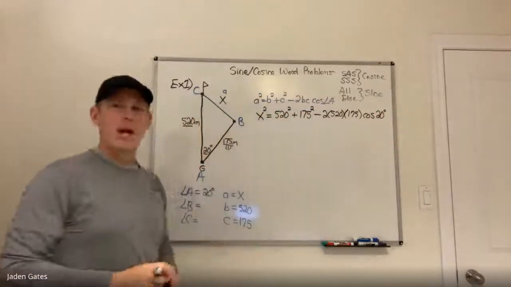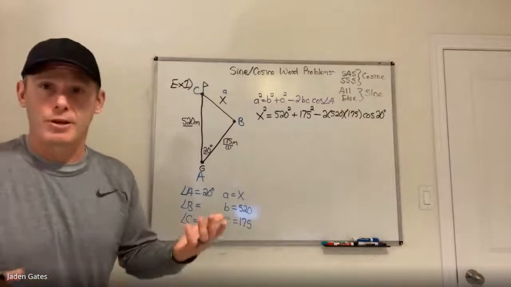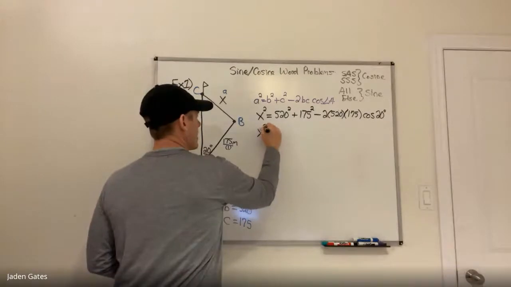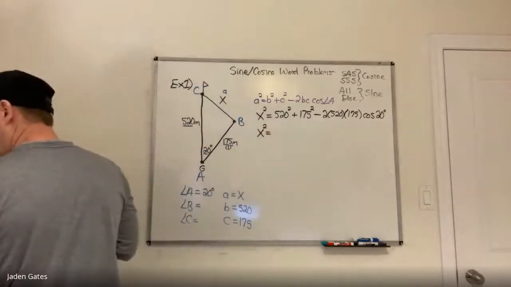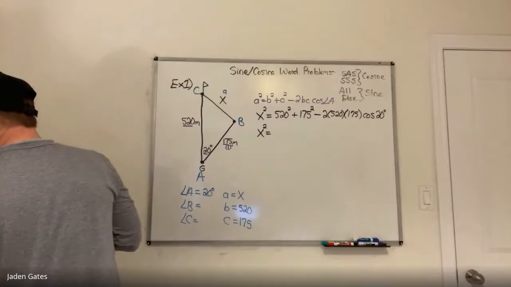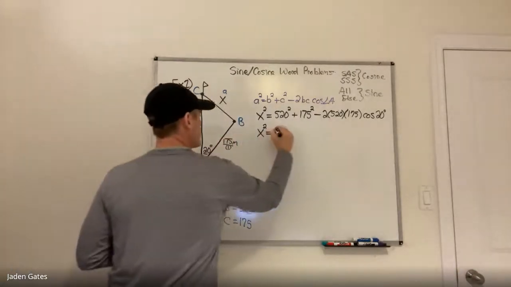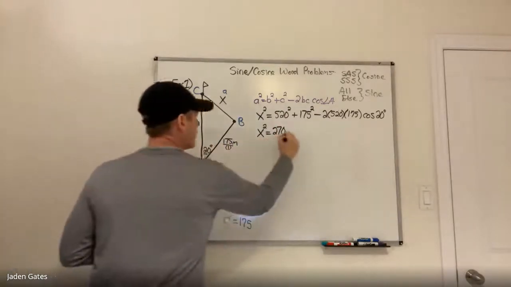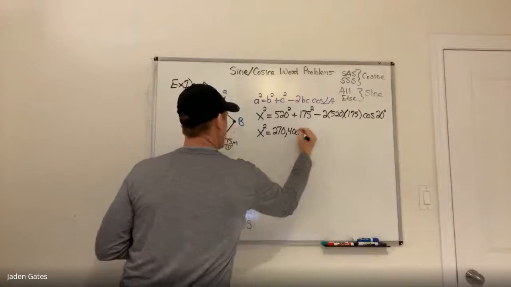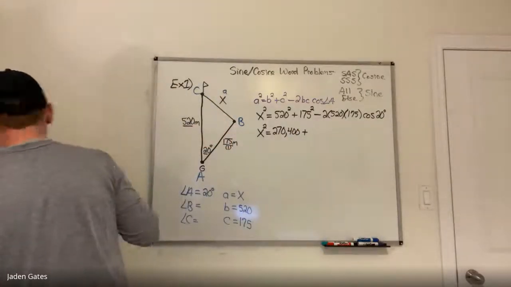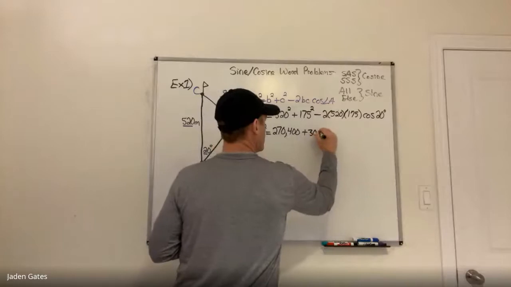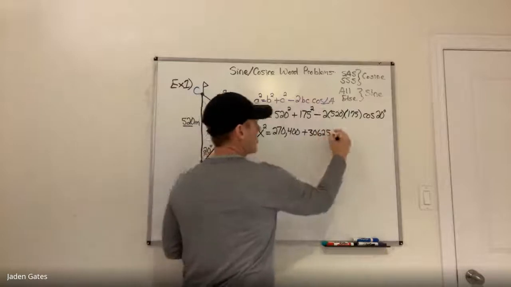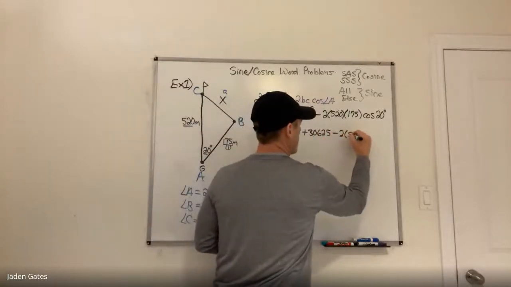Now, again, with this formula, you've got to follow BEDMAS. Not just this formula, all of our formulas, we've got to follow BEDMAS. So we've got x squared. We get 520 squared, which is, wow, big number, 270,400. Plus 175 squared, which I've got is 30,625. So again, doing BEDMAS, I'm doing my exponents, and then over here, I still have these numbers multiplied.